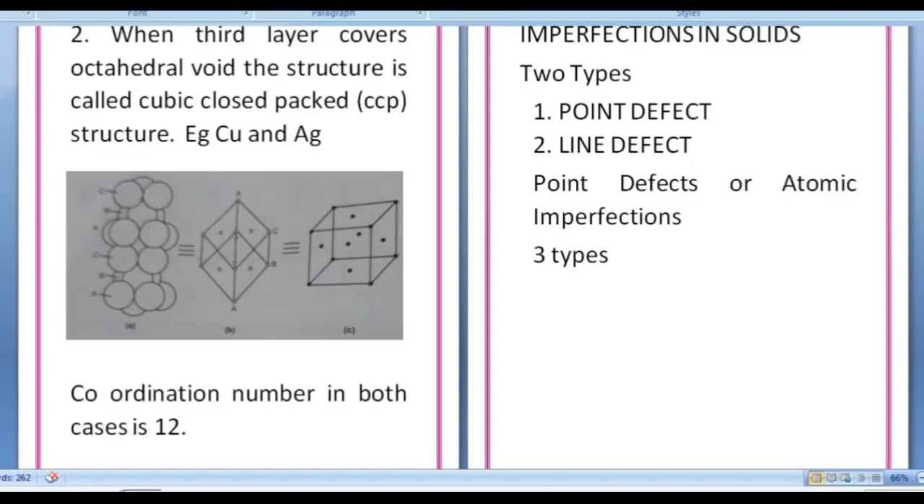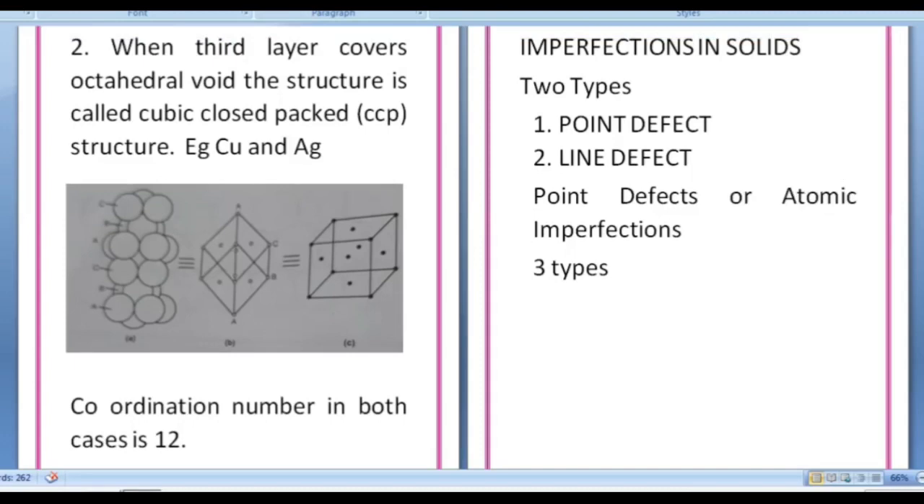Next topic which we have to study is imperfections in solids. Imperfection word means defects. Now, defects are due to absence of constituent particles from their regular position in the lattice. Now, basically there are two types of defects, point defect and line defect. We will study about the point defects in detail. They are also called atomic imperfections, and they are of three types. We will study them one by one.